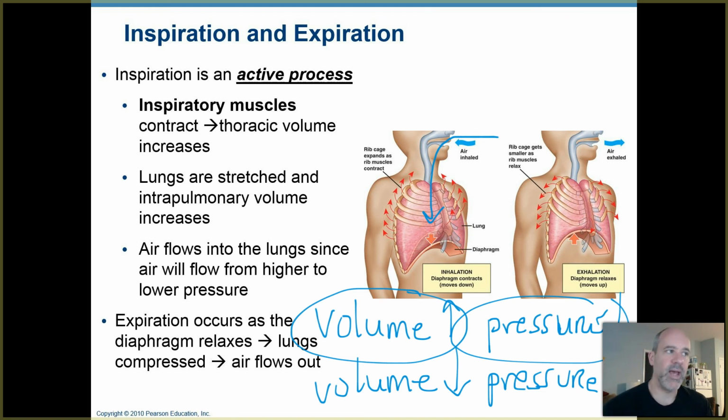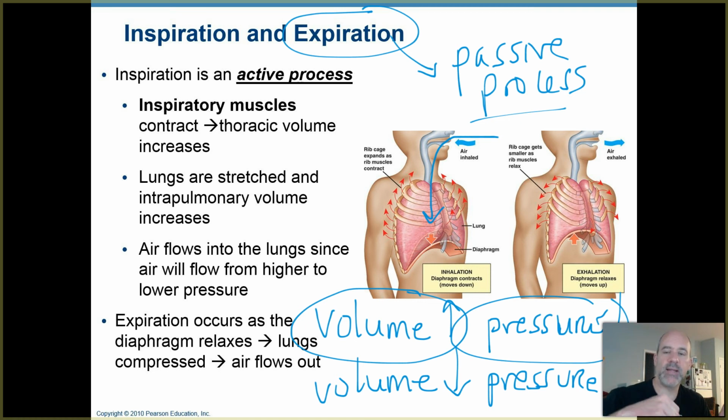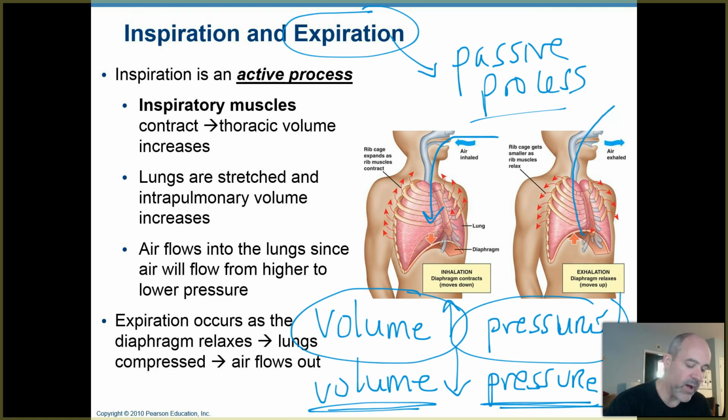The opposite happens with exhalation. Exhalation or expiration is a passive process. So as the diaphragm relaxes and moves back upward like that, what's happening to the volume of the thoracic cavity? It's getting compressed. Even though you're not contracting the muscle, it's relaxing, it's still squeezing the thoracic cavity. That lower volume increases the pressure in there, and that forces air out of the lungs and back to the surrounding air.